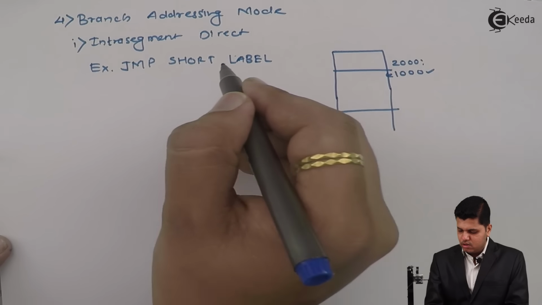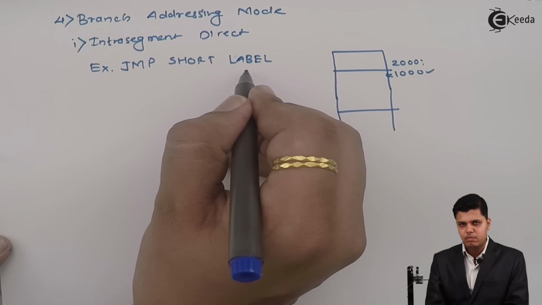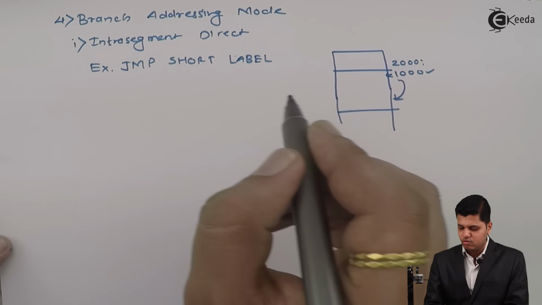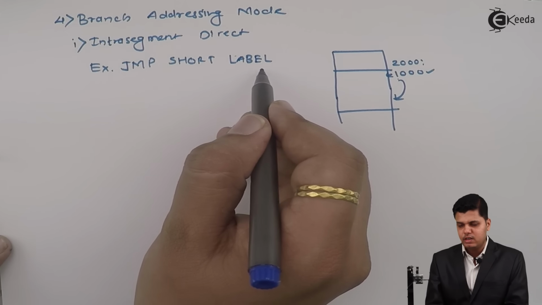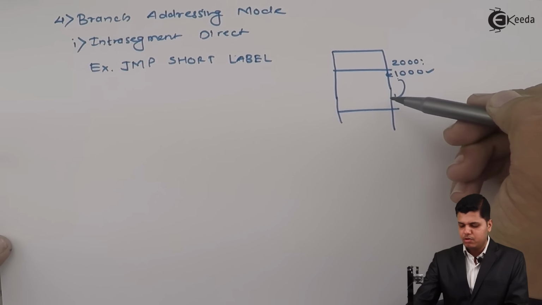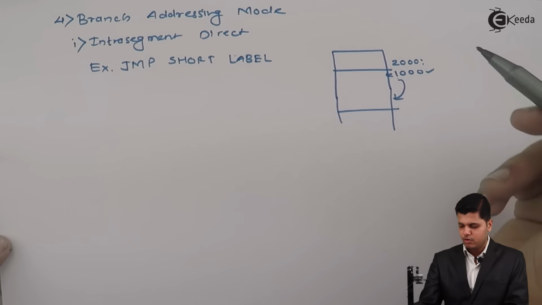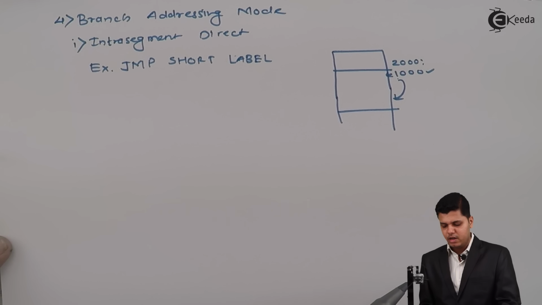So this jump instruction, named JMP short label, can be used, which will change the execution of the program from 1000 to any location provided by the jump. Okay. So this short signifies that the jump is within the branch addressing itself, or in the segment itself. So this is one example of intra-segment direct.